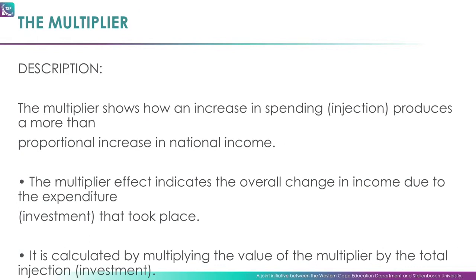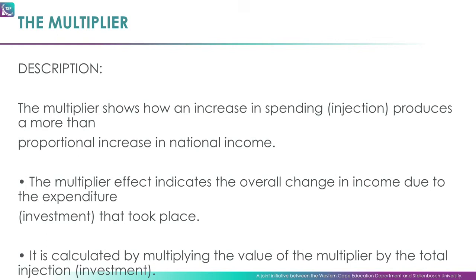We're first going to look at what the multiplier is. The question might say, what is the multiplier? What is your understanding of the term multiplier? The multiplier shows how an increase in spending or in injections produces a more than proportional increase in national income, meaning that whatever is being spent in the economy is money being injected into the economy. Irrespective of what's being injected, that will cause a more than proportional increase. For example, if the injection is 10%, the eventual increase in national income is going to be more than that 10% original injection.